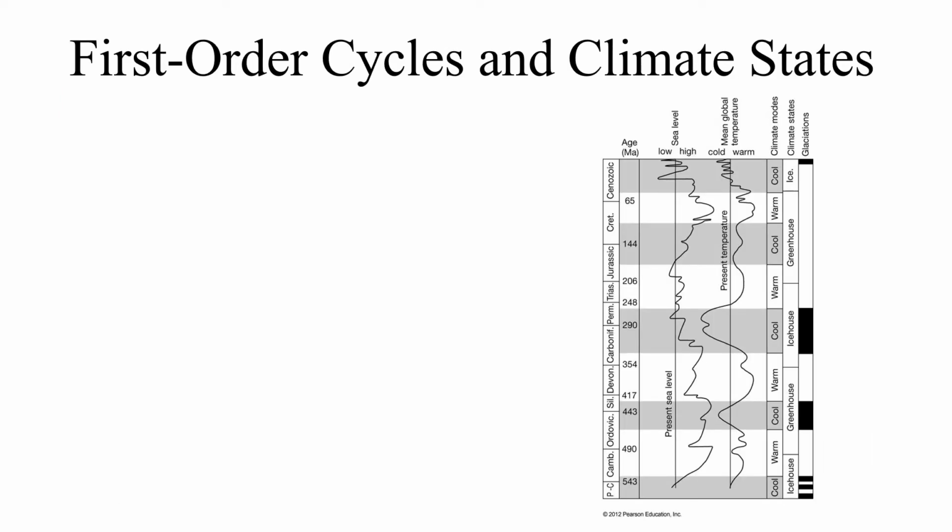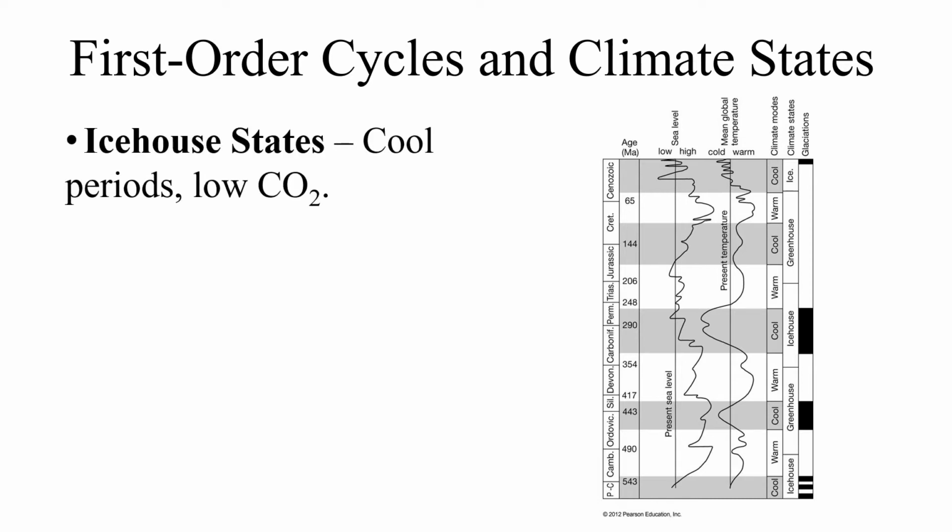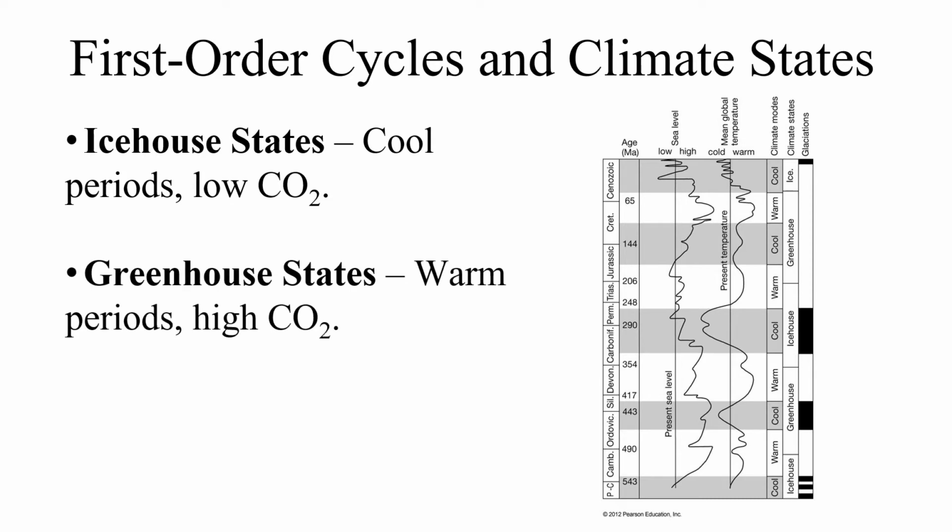So, first order cycles and climate states. With these highs and lows, we can actually build what we call climate states, what we call greenhouse or icehouse worlds. An icehouse state is a cool period with very low amounts of atmospheric carbon dioxide. Greenhouse states, obviously the opposite. These are warm periods with higher amounts of CO2.